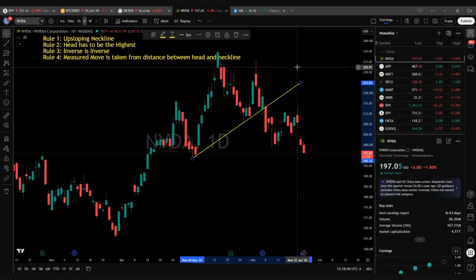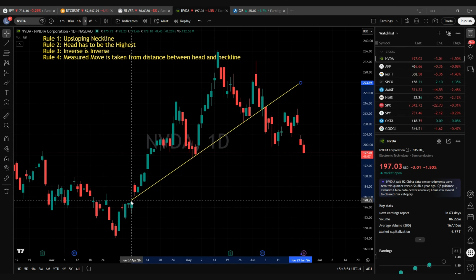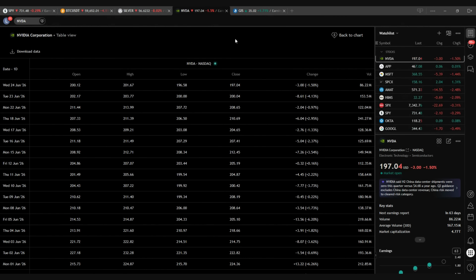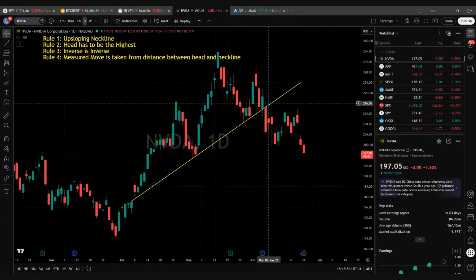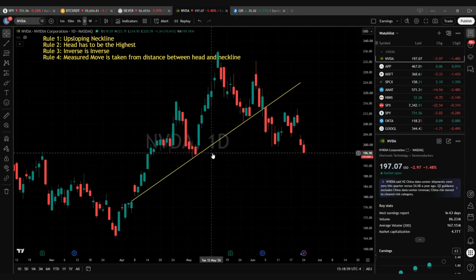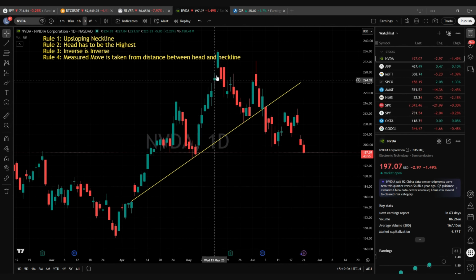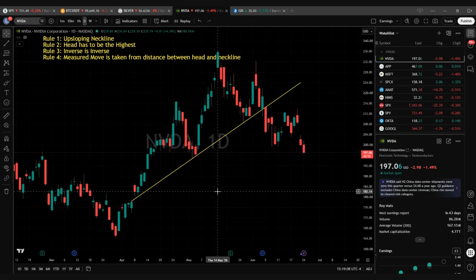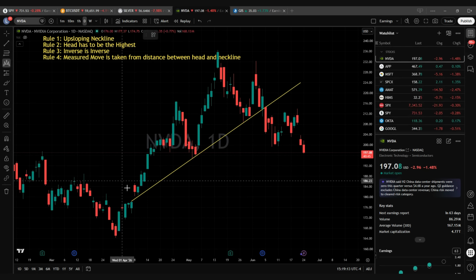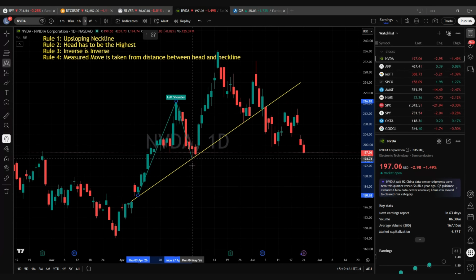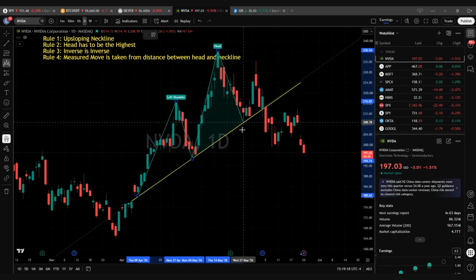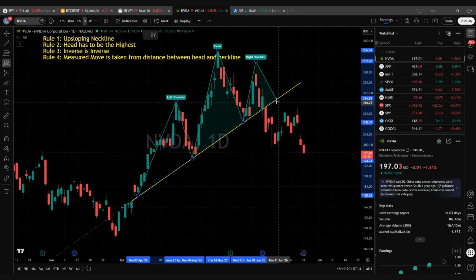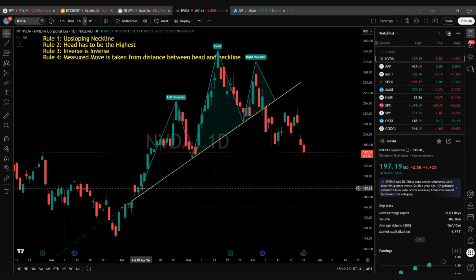Let's go ahead and draw the first one here, right? Even though the shoulder is small and this is kind of large, doesn't matter. The only thing that matters is what? Upsloping neckline. Head has to be the highest, and the measured move is taken from the distance from the top to the bottom, the head and the neckline. And we can clearly see this playing out here like this. Let's go like this.